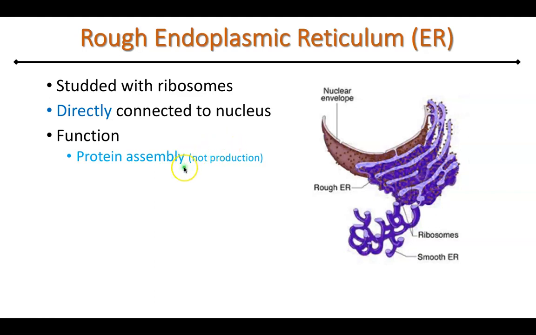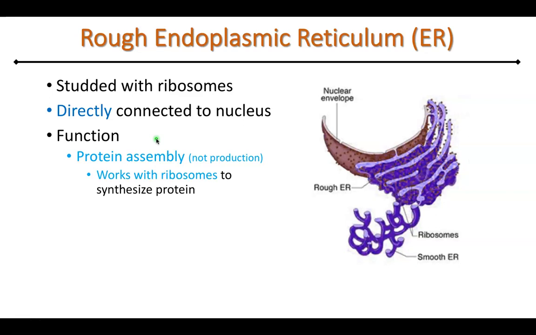But when we're talking about protein assembly, like taking the piece of paper and folding it and bending it and all of that, that is actually done in the rough ER. So that's a really big differentiation to make between where the assembly happens and where the production happens.